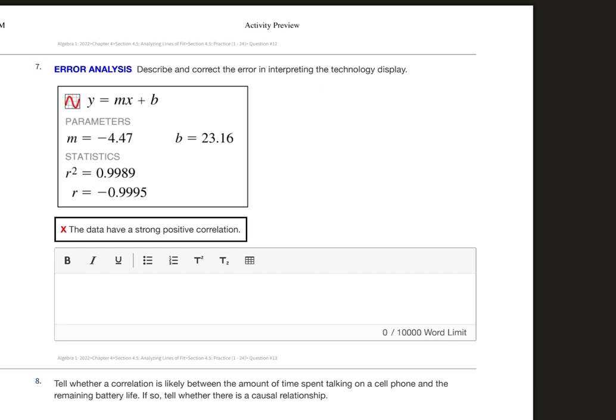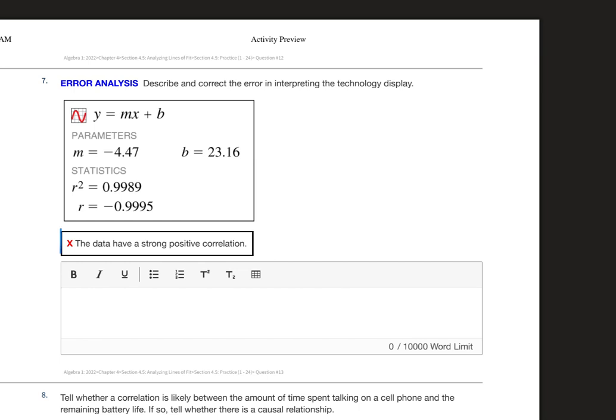Describe and correct the error in interpreting the technology display. So here's their conclusion, and that's the error. So the data has a strong positive correlation. Well, here is where we would find that information out, and oops, it's a strong negative correlation because that is a strong negative number, meaning it is very close to -1.